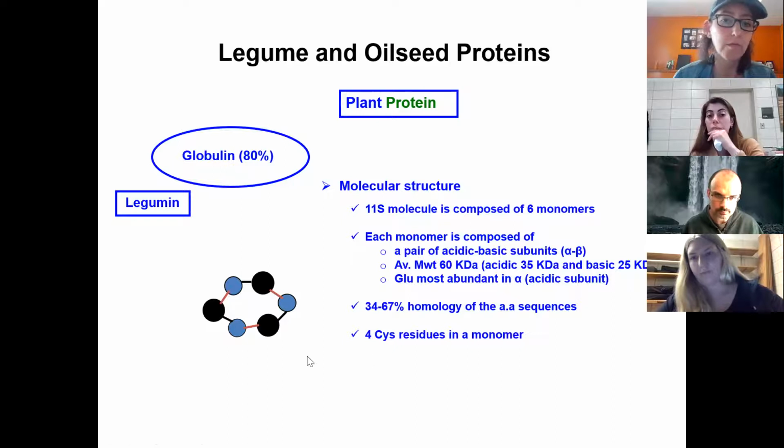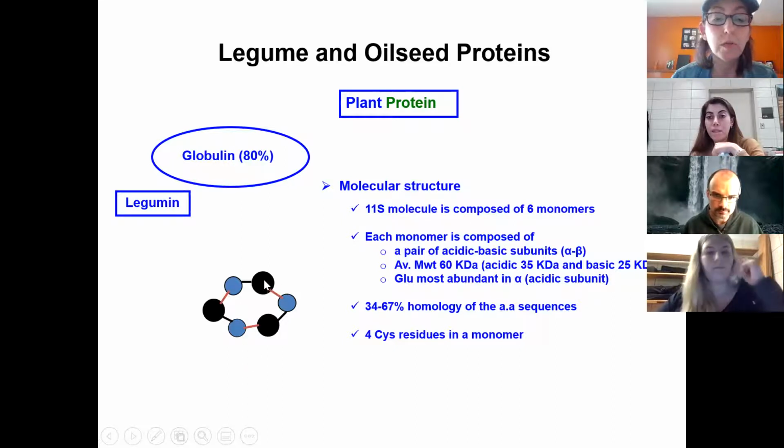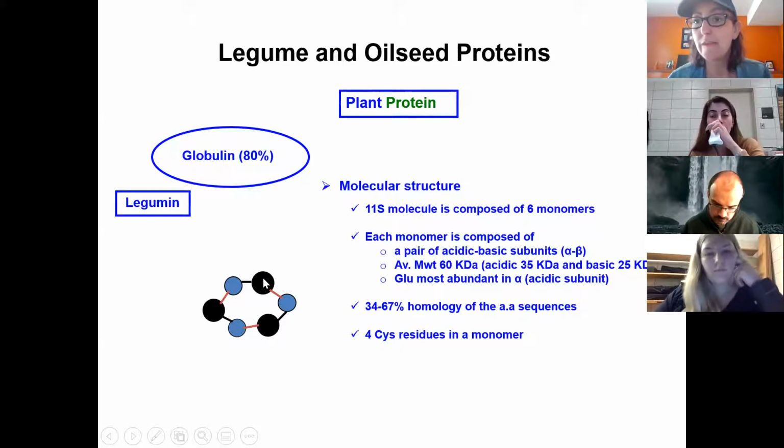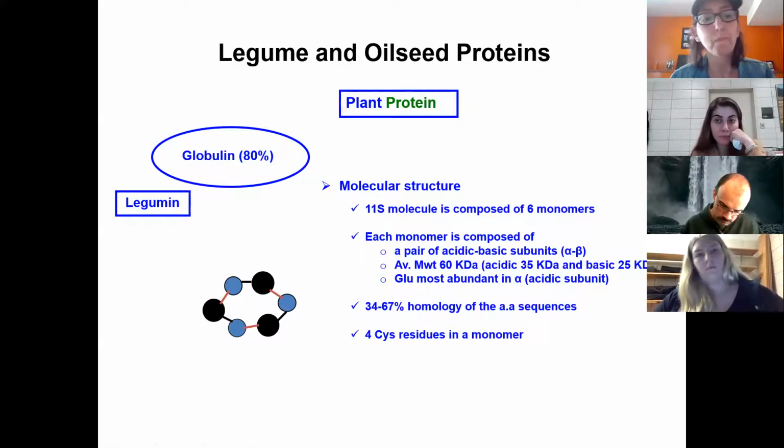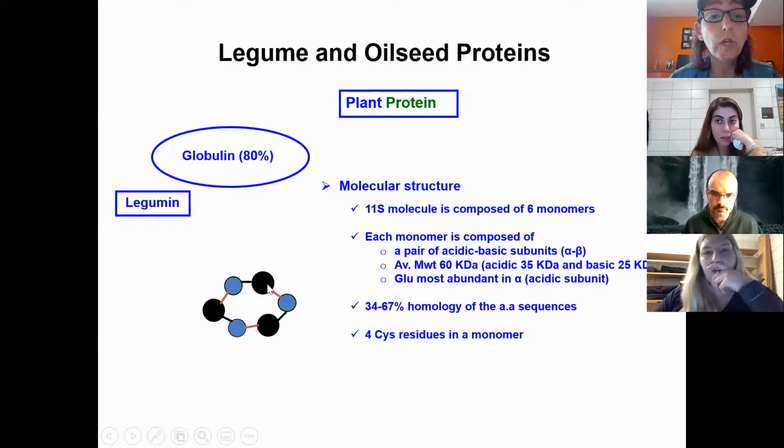It's a combination of a subunit that is acidic and a basic subunit. The acidic is a larger sphere because it's simply a larger molecule with higher molecular weight, ranging between 30 to 40 kilodalton, depending again on the species or the variety. The smaller one is the basic, and it has an average molecular weight of 18 to 20 kilodalton, again depending on species and variety. So each one of these spheres is a subunit. And when they are joined by 2 disulfide linkages, they form a monomer.